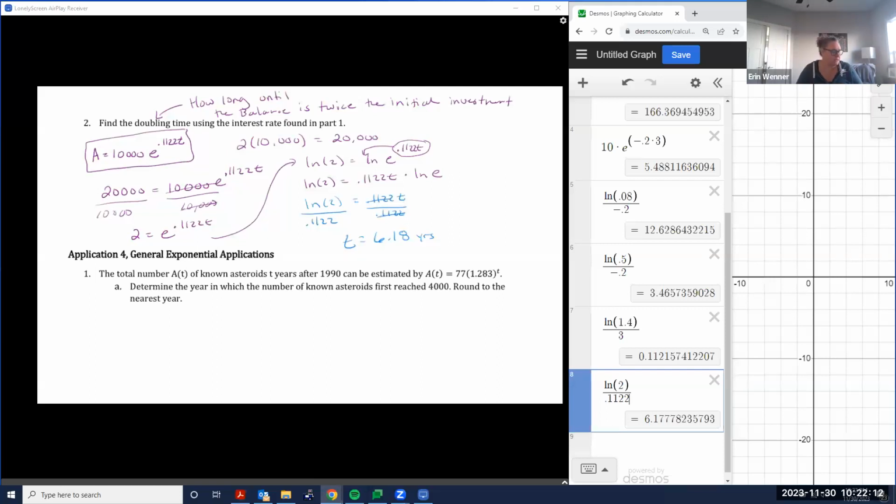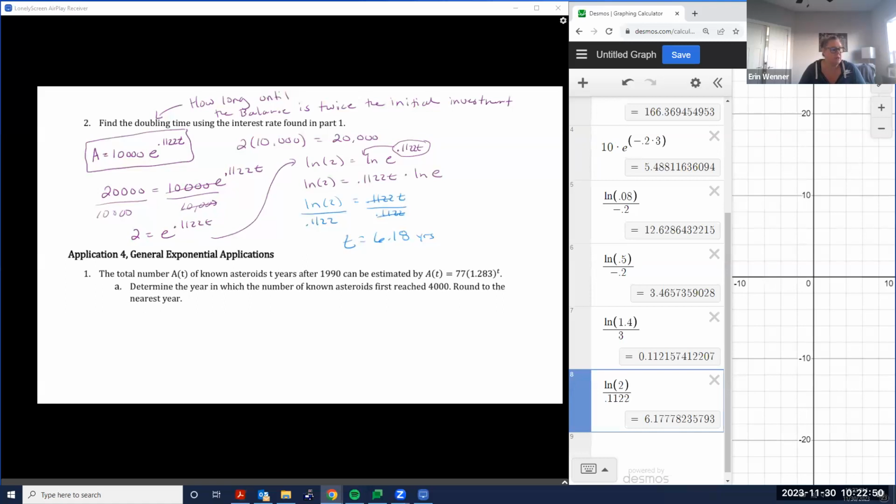Now, our next example is getting away from our use of e in this continuous model. And so this is where we're going to have to switch from using natural logs to using logarithms, right? The standard log base 10. So the example says the total number A of t, amount after a certain time, of asteroids t years after 1990 can be estimated by A of t equals 77 times 1.283 to the t.